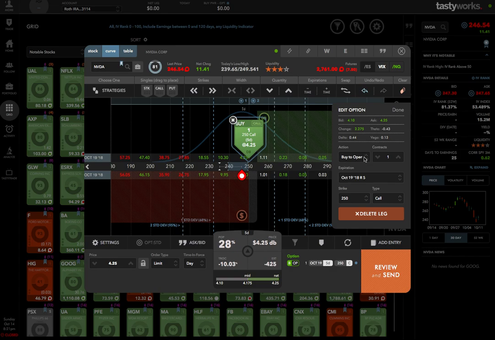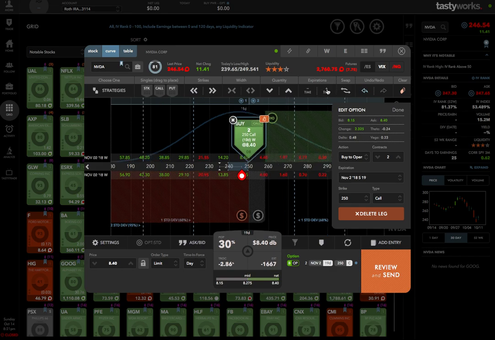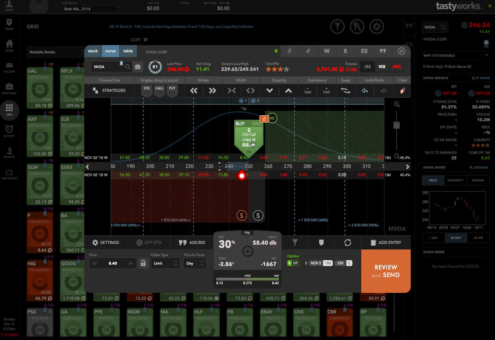Okay, so this is buy to open, 1 contract. I could change it to 2. October 19th, that's 5 days. I want a little bit more time, so I'll go 12 days. I want a little bit more time, I'll go 19 days. Now I could say, okay, that's what I want. I want 250 calls, 19 days away, 840.